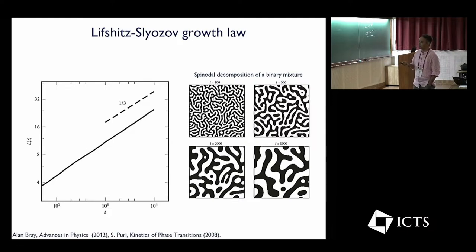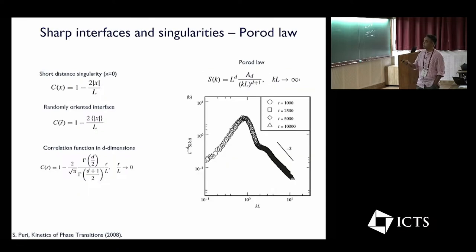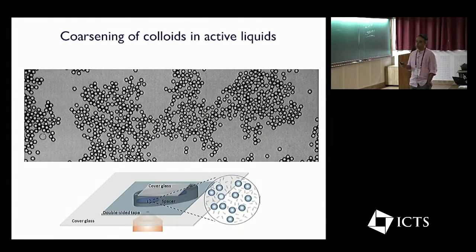So that's what we understand. And we also know that these interfaces are very sharp. So if you look at these correlation functions at very small distances, you start seeing these singularities. And then if you take a Fourier transform of this, you can also see these singularities appearing in the structure factor, which is called Porod's law. So these are some things that we understand about equilibrium systems.